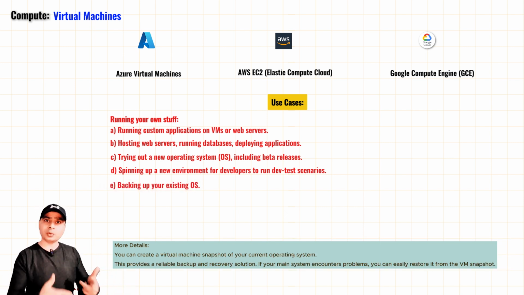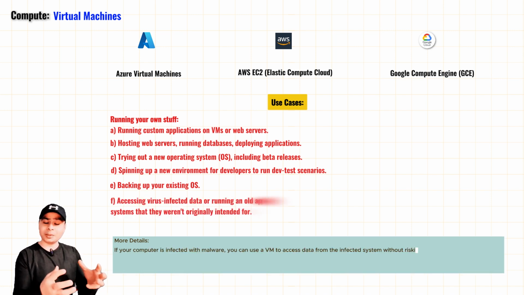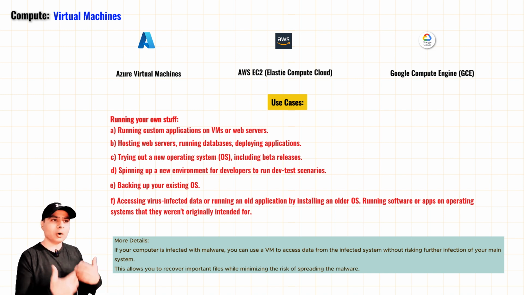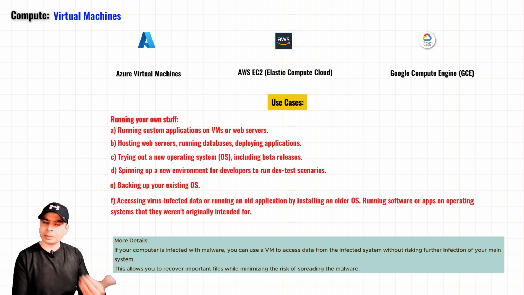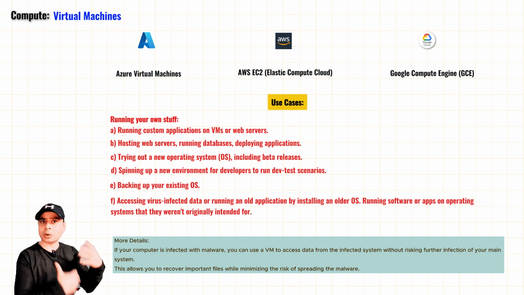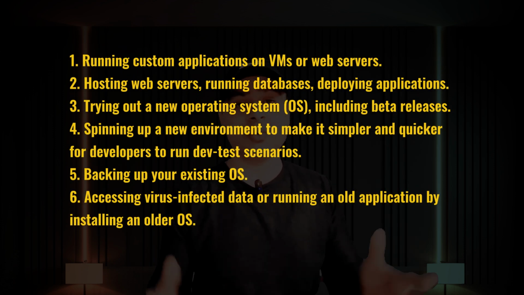Then we have, in case you really want to take a backup of your existing applications, you can also use the virtual machine for taking backups of the existing operating system. And then at number 6, the use case could be accessing virus infected data or running an old application on an old operating system. Sometimes there is a need in businesses to run old applications on older operating systems. In these cases, virtual machines are the best bet. And are these 6 use cases an exhaustive list? No, of course there are multiple other use cases for virtual machines.